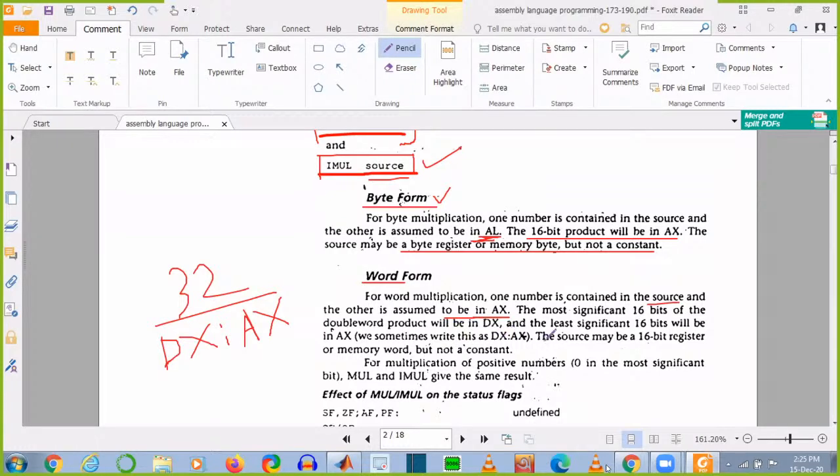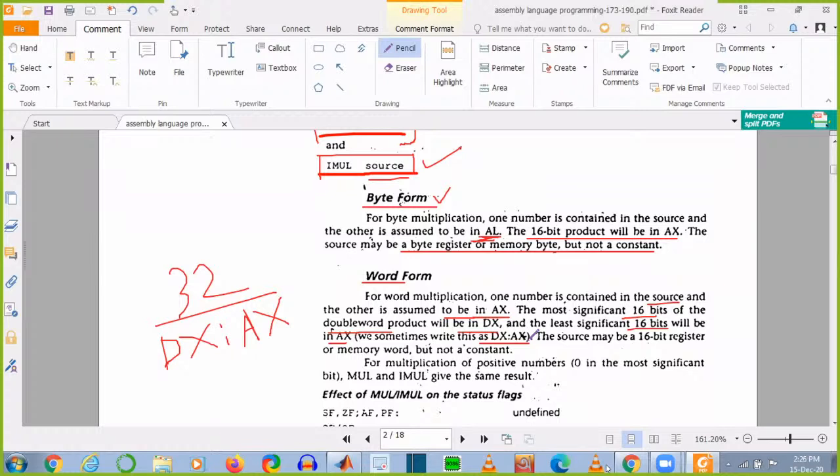Here, what does it say? The most significant 16-bit of the double word product. So the product will be a double word. You know that one word equals 16-bit, which means the product will be 32-bit in our case. The most significant 16-bit of the double word product will be in DX, and the least significant 16-bit will be in AX, which we can write in DX:AX form. So the result will be in DX:AX form, and the result is 32-bit because both multiplier and multiplicand are 16-bit.